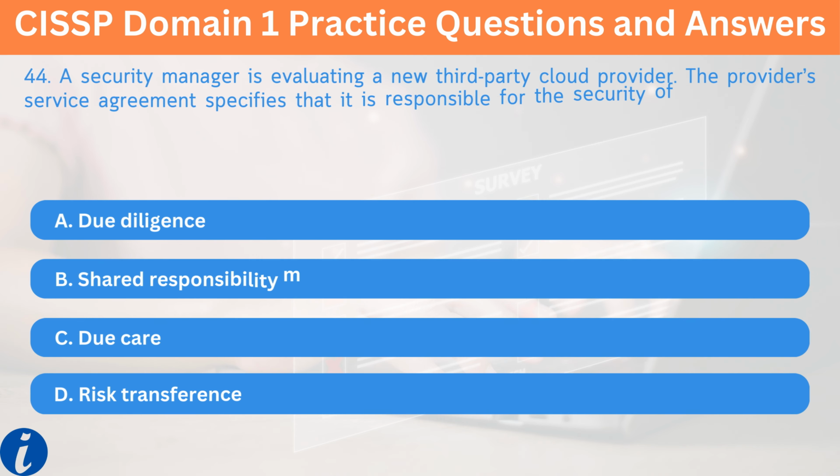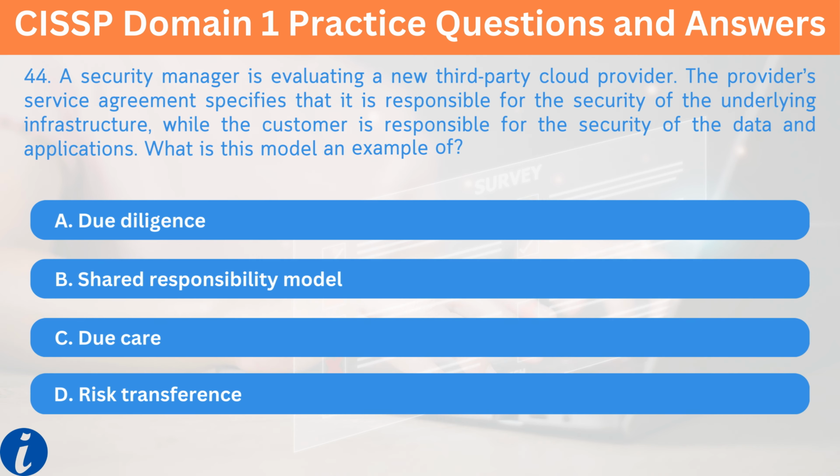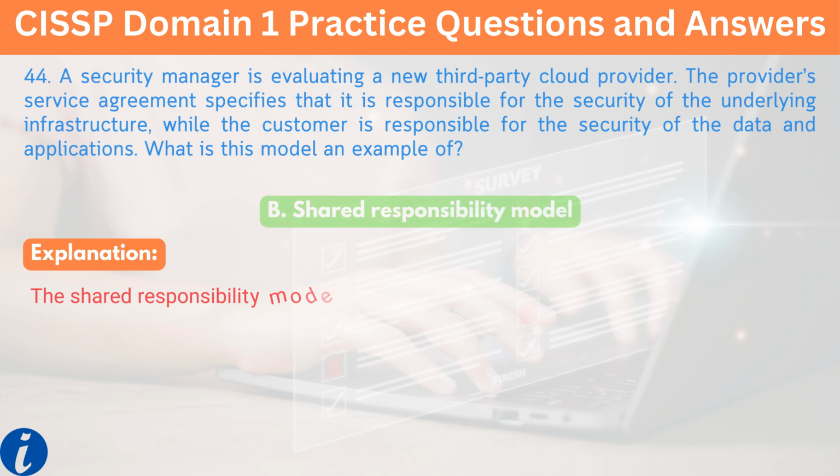44. A security manager is evaluating a new third-party cloud provider. The provider's service agreement specifies that it is responsible for the security of the underlying infrastructure, while the customer is responsible for the security of the data and applications. What is this model an example of? A. Due diligence. B. Shared responsibility model. C. Due care. D. Risk transference. The correct answer is B.